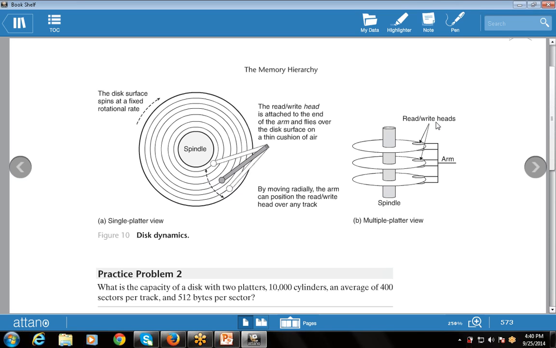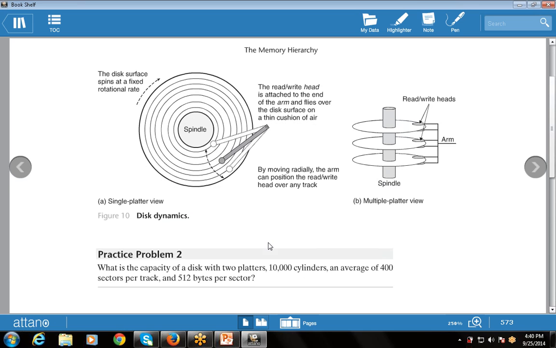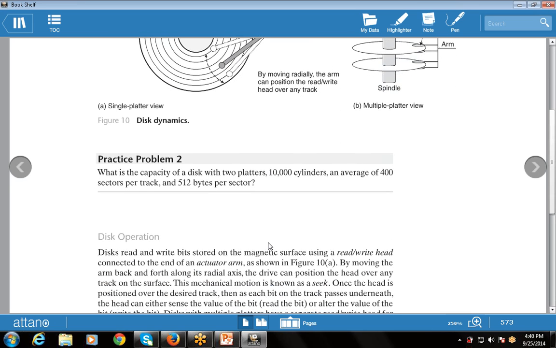This is the read-write heads. These are the read-write heads. This is the arm. This is the multi-platter or multiple platter view. This is a single platter view. Now, next is the disk operation, that is, what type of operations we perform on the disk.